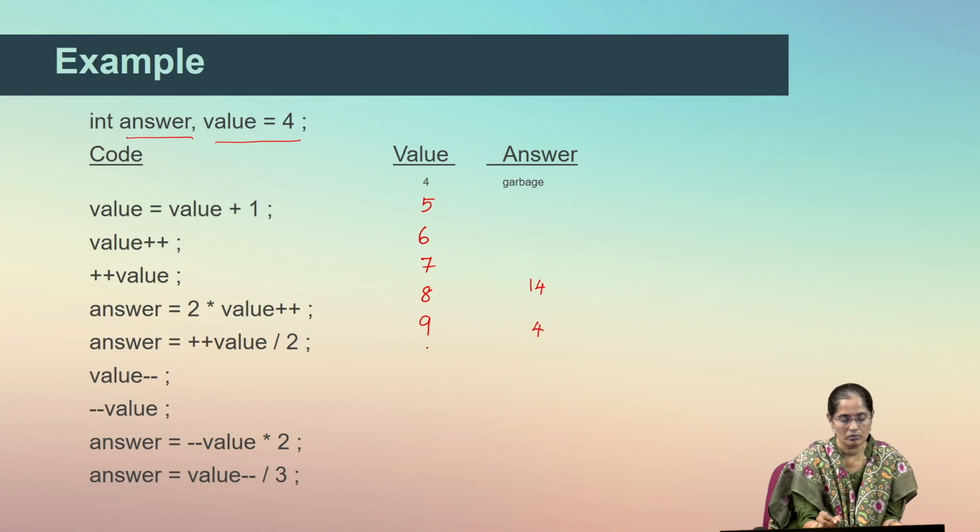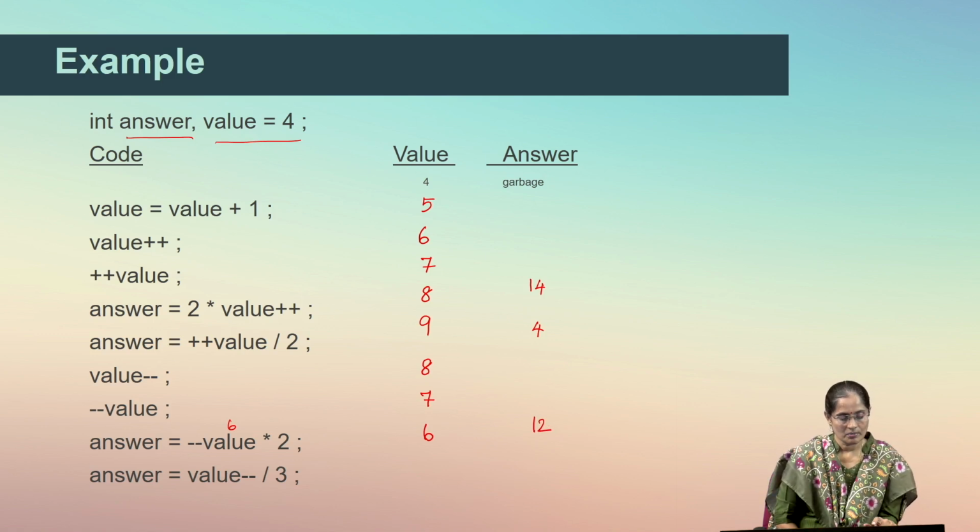And then value minus minus. Now, already the value is 9, it is getting decremented by 1. So, it becomes 8, and again it is decremented by 1. So, it becomes 7. Now, answer equal to minus minus value, it is decremented and it becomes 6 into 2. So, when it is decremented, it becomes 6 and 6 into 2 becomes 12, and the last one is answer equal to value minus minus.